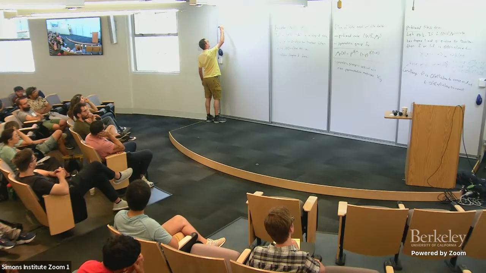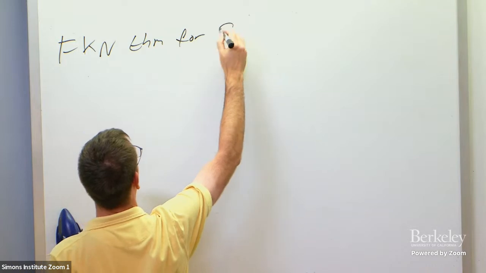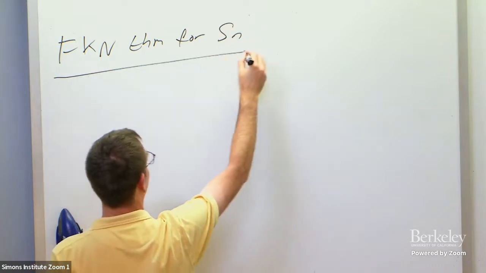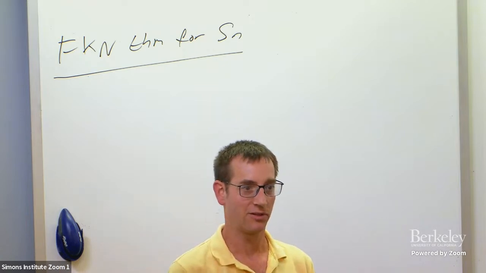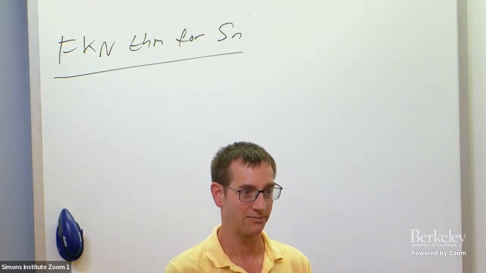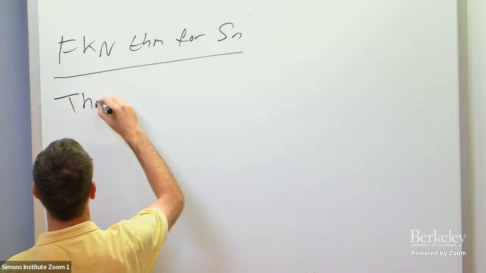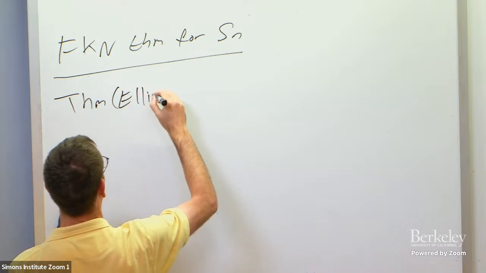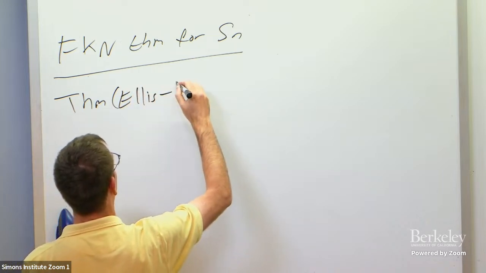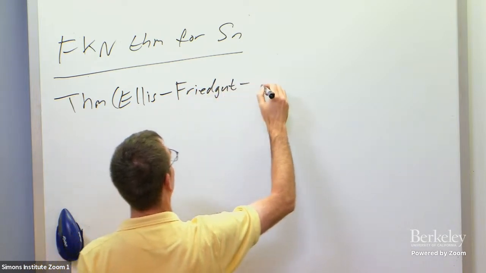So, the FKN theorem for Sn. But before that, maybe we should ask ourselves what happens if epsilon is 0. So if we have just a Boolean degree 1 function. There's a theorem of David Ellis, Friedgut, and Pilpel.